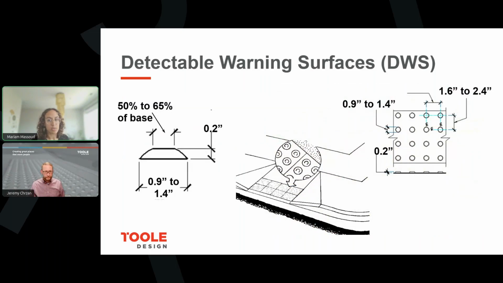There are a lot of specific requirements for the dimensions of truncated domes or detectable warning surfaces. And these are all outlined in PROWAG. I'm not going to spend a lot of time on them because as a designer, you probably don't need to know all of the specifics, because detectable warning surface manufacturers do know the specifics. And the dimensions for these haven't changed in the latest final rule from PROWAG. So manufacturers should already know how to manufacture these to be PROWAG compliant.